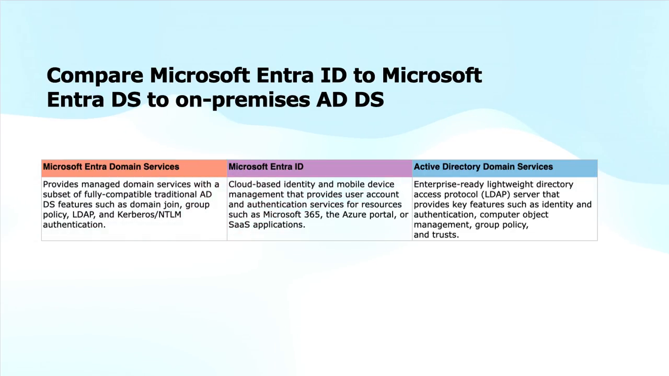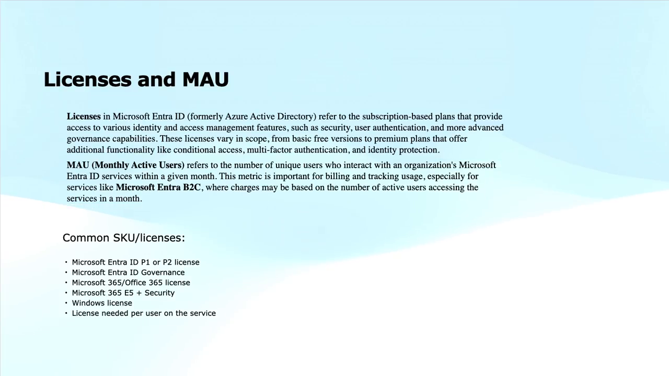Talking about monthly active users, the licenses are assigned for accessing the applications. We have different SKUs: the P1 and P2 licenses for Microsoft Entra ID, Entra ID Governance, Microsoft 365, Office 365 licenses, Microsoft 365 plus security licenses, and a Windows license needed per user on the service. The monthly active user billing is the pricing model used for external users, like those in the B2B or B2C scenarios in Microsoft Entra ID. This was formerly known as Azure Active Directory.